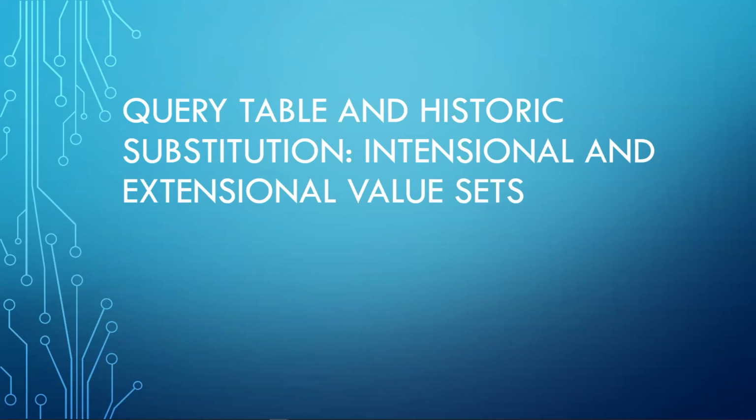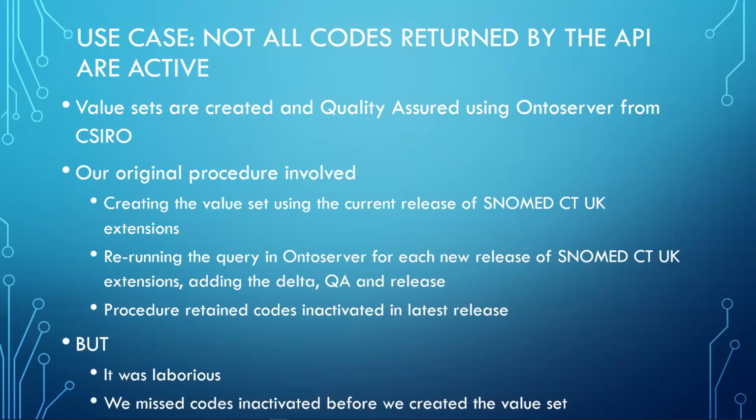So the final thing I wanted to talk about, I'm not quite sure how I'm doing for time, is query table and historic substitution and the intentional and extensional value sets. The issue that we faced was that at some point in time, we decided we'd create a value set, and we internally had a lot of conversations between here and a number of people in New Zealand about how we managed this whole issue of value sets as they became inactive.